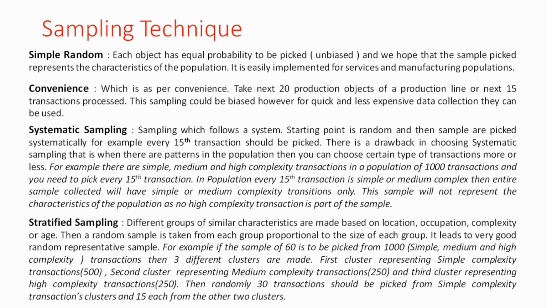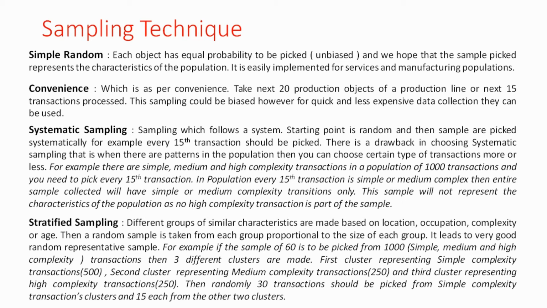Stratified sampling. Different groups of similar characteristics are made based on location, occupation, complexity or age. Then a random sample is taken from each group proportional to the size of each group. It leads to a very good random representative sample. For example, if a sample of 60 is to be picked from 1000 simple, medium and high complexity transactions, then 3 different clusters are made.